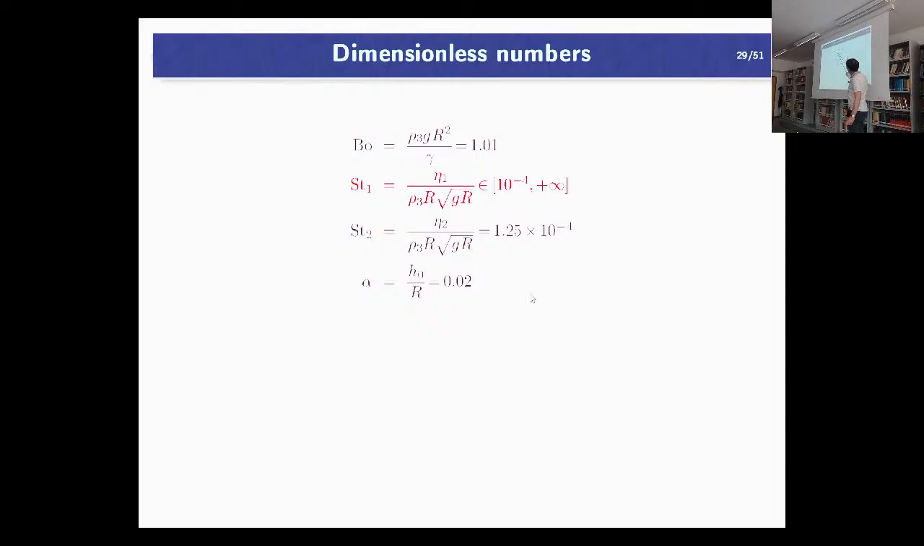So there is the Bond number, which relates gravity to surface tension, which is related to the size of the drop. If it's order 1, then the capillary length is equal to the radius of the drop. There are also two Stokes numbers, which are defined like this, based on the freefall velocity, square root of gR. This is a choice, but we can make other choices. And there is another dimensionless number, which is the thickness of the liquid film with respect to the radius of the drop.